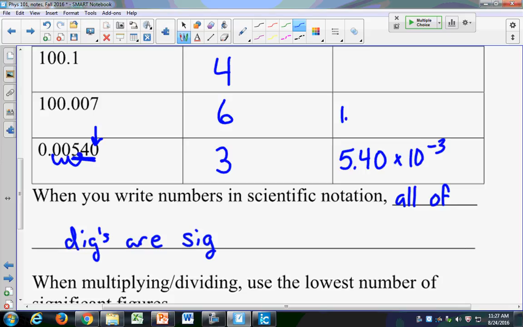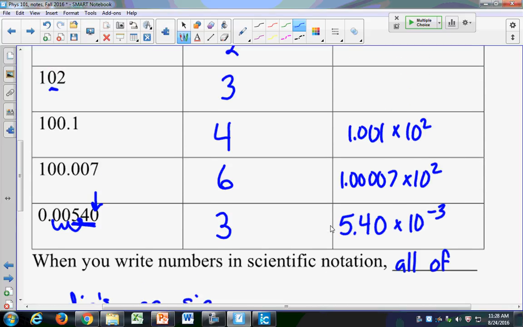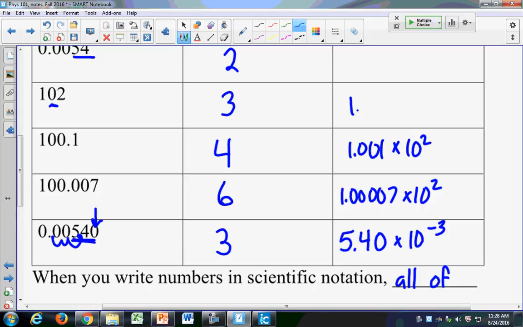Here it would be 1.00007 times 10 to the what? 2, right? And then this would be 1.001 times 10 to the 2. Y'all should know scientific notation, but if you don't, that's not a crime, but come see me and we'll take care of it. This is 1.02 times 10 to the 2.